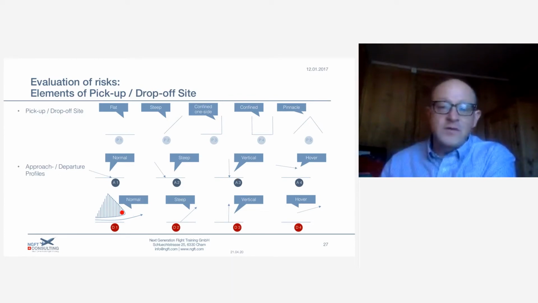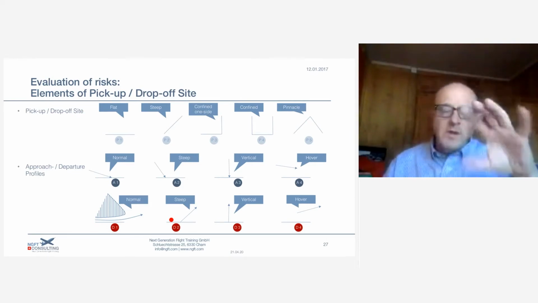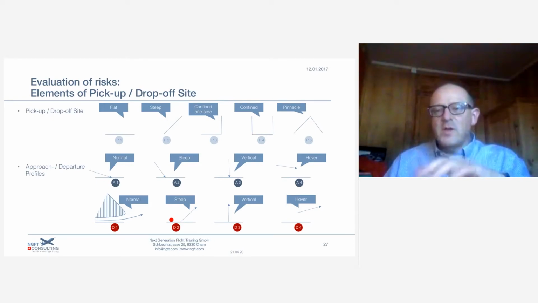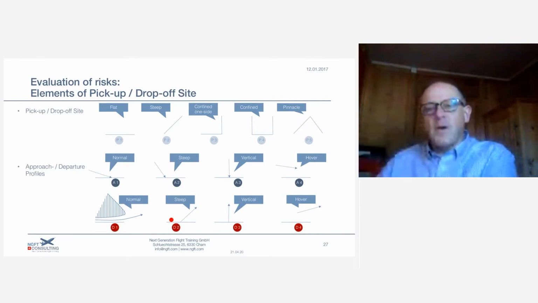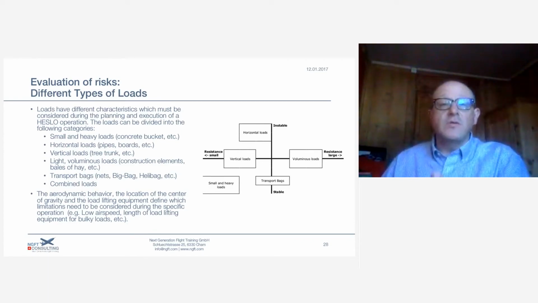The same goes then for the departure. So that already helps you to say, okay, that's a confined site. We can only do a steep approach and a vertical departure. That gives the pilot and the crew that will actually be working on this a lot of information. So they're prepared. They know what they can expect. Then, you have to look at the different types of loads. Each load flies differently. We have to account for that.